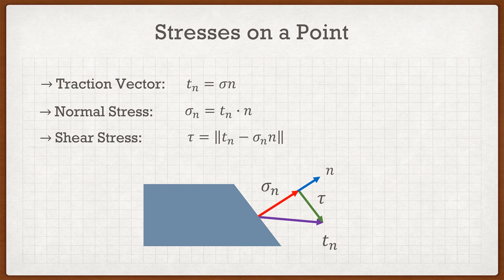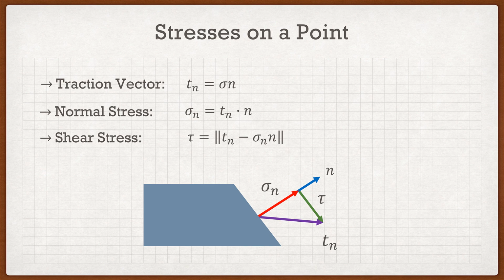So we have a traction vector, which is a vector, minus a scalar times a vector. Well, that'll give us a vector. So in the end, the shear stress is going to be the norm of a vector, and that vector is Tn minus sigma n times n. So as you will see, it's actually not too bad to calculate.